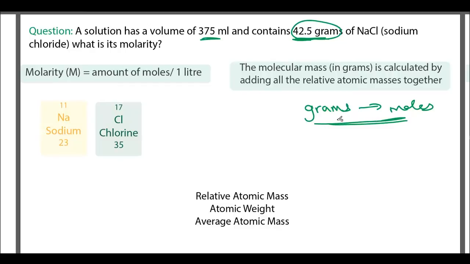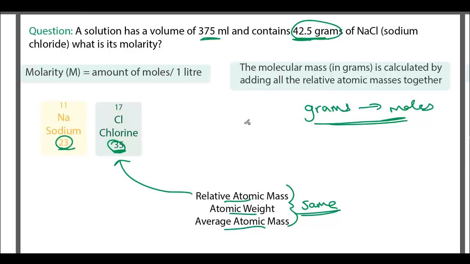Now to convert grams to moles you're going to need several pieces of information. If you have a look in your periodic table under sodium and under chlorine, you've got sodium equals 23 at the bottom and 35 for chlorine. Now these numbers are variably known as the relative atomic mass, the atomic weight, or the average atomic mass number, but all of these are the same.